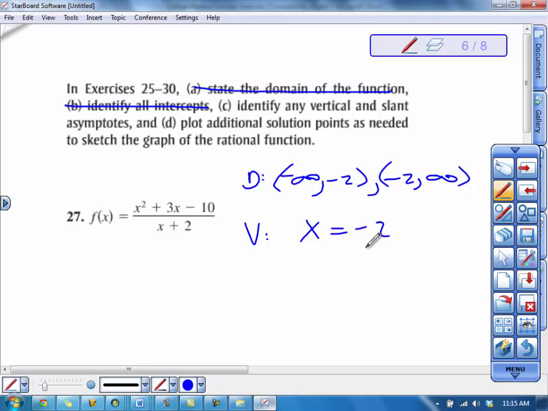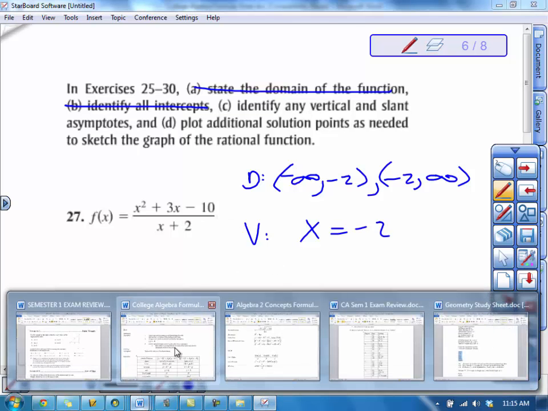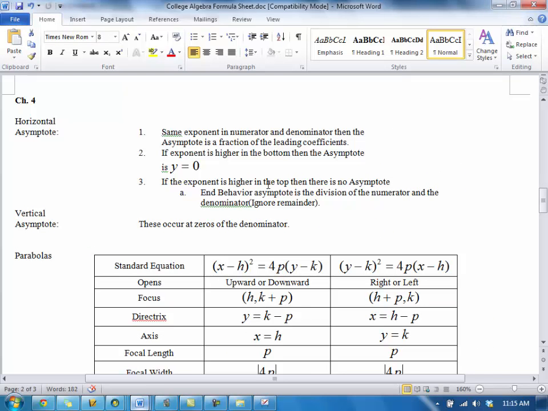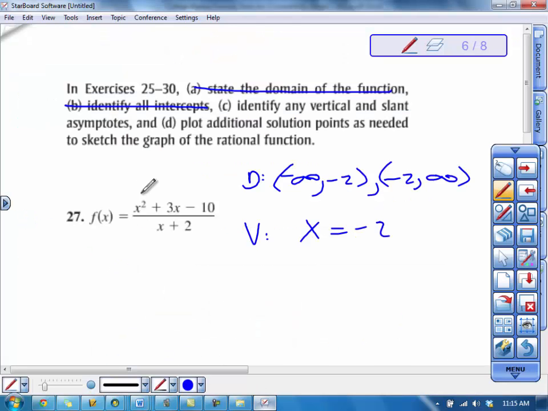Let's also find any slant asymptotes. If you look at your formula sheet, if the exponent's higher at the top, then there is no horizontal asymptote. But the end behavior asymptote is the division of the numerator and the denominator. So let's use that information about horizontal asymptotes here. The exponent's higher in the top than it is in the bottom, so we actually have to do the division.